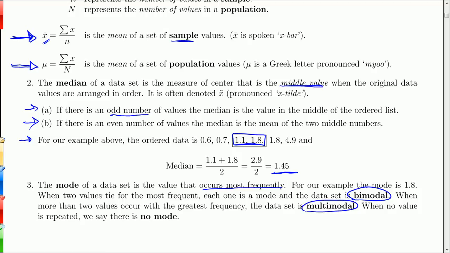Right? And when there is no repeated value, you get no mode. But we did have a repeat, 1.8, so our mode is 1.8 for this data set.